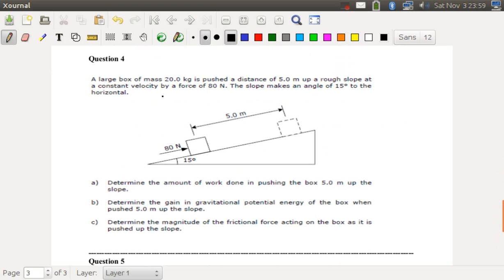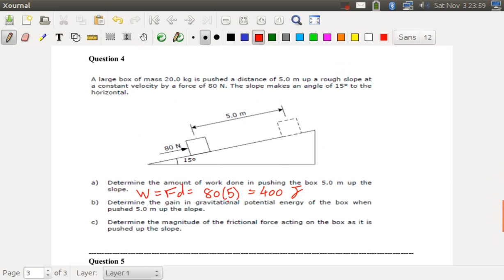A large box of mass 20 kg is pushed a distance 5 meters up a rough slope at a constant velocity by a force of 80 newtons. The slope makes an angle 15, all shown here on the diagram. Determine the amount of work done in pushing the block up the 5 meters. Very straightforward again. Work is force times distance, which is 80 times 5, which I believe is 400 joules.